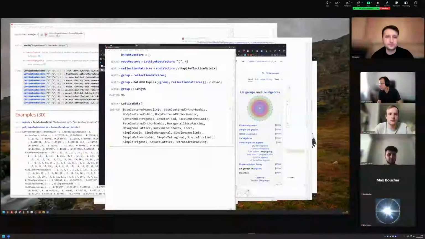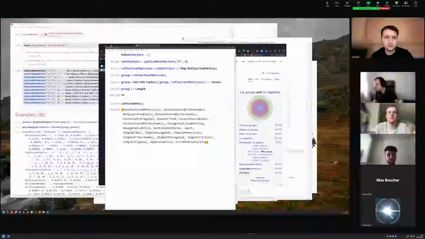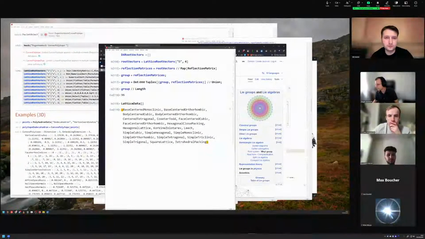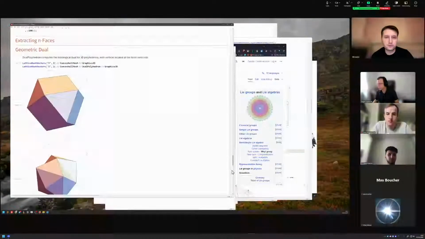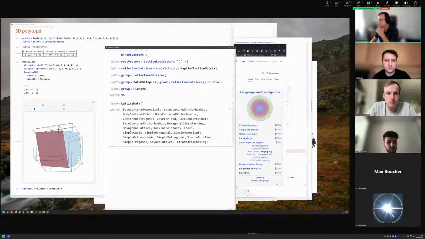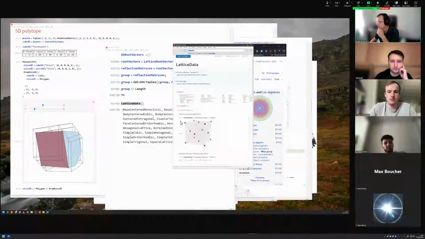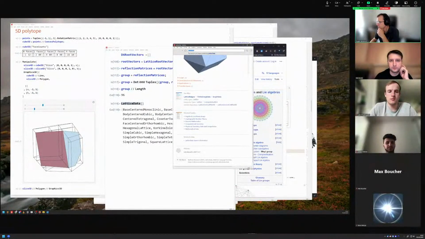I was looking at this earlier. There's a symmetry group or something. Root lattice D4. Here we go.